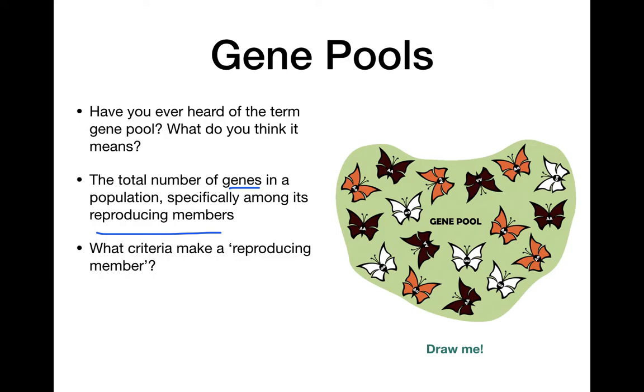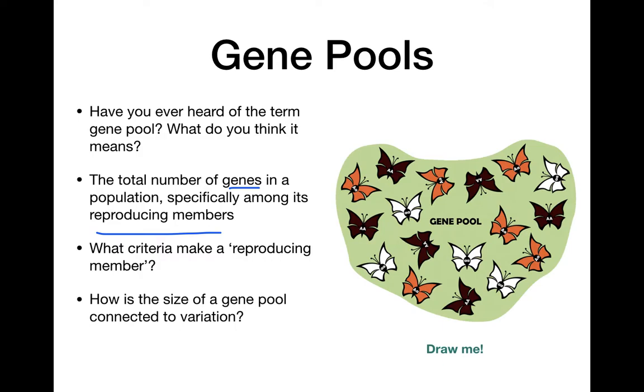Okay, so a reproducing member. What does a reproducing member mean? What do you guys think? Pause for a second and think about it. So a reproducing member is any individual who is of reproductive age. They're not too young that they can't reproduce, not too old that they can't reproduce. They're in that population and they're able to reproduce. So it doesn't include the genes in the very young or the very old, just the reproducing members in the population.